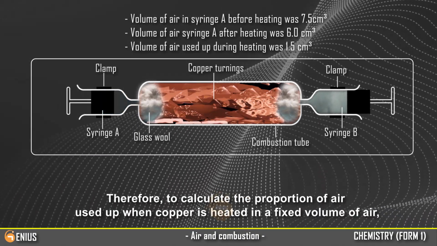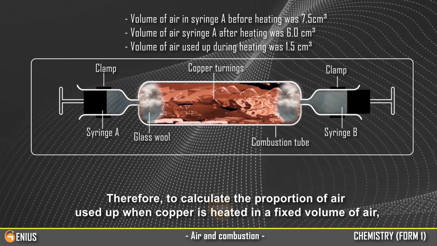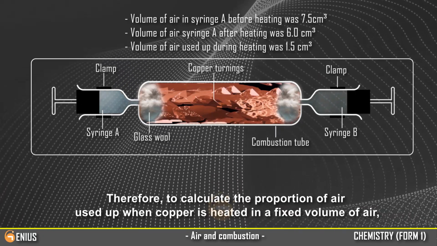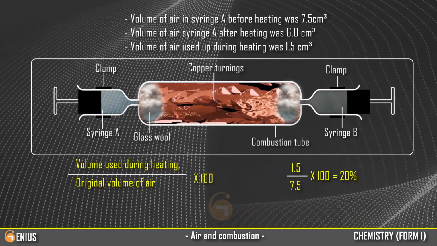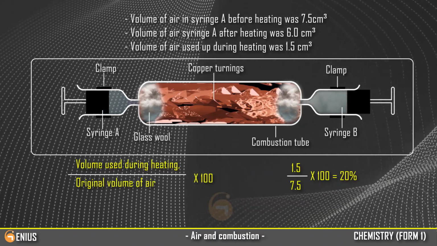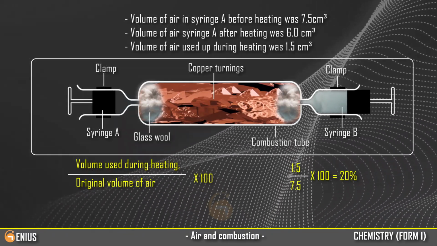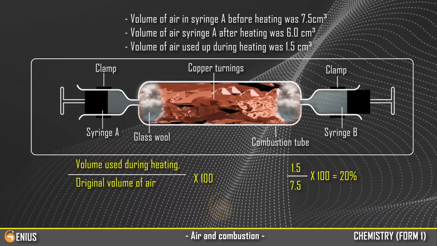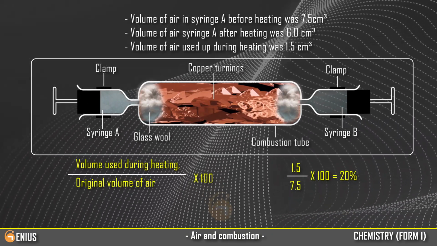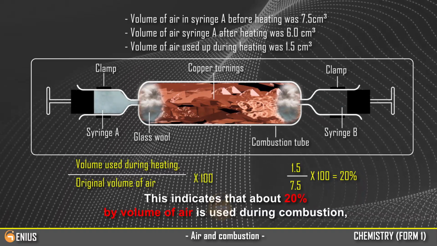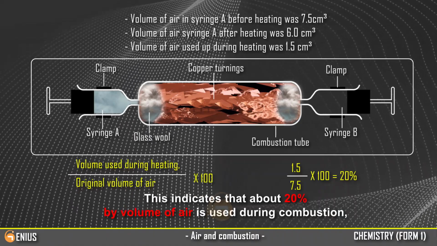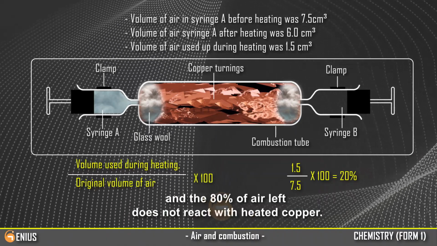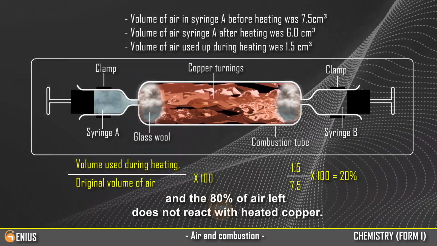Therefore, to calculate the proportion of air used up when copper is heated in a fixed volume of air, this formula is used: volume used during heating, divided by the original volume of air, multiplied by 100. This indicates that about 20% by volume of air is used during combustion, and the 80% of air left does not react with heated copper.